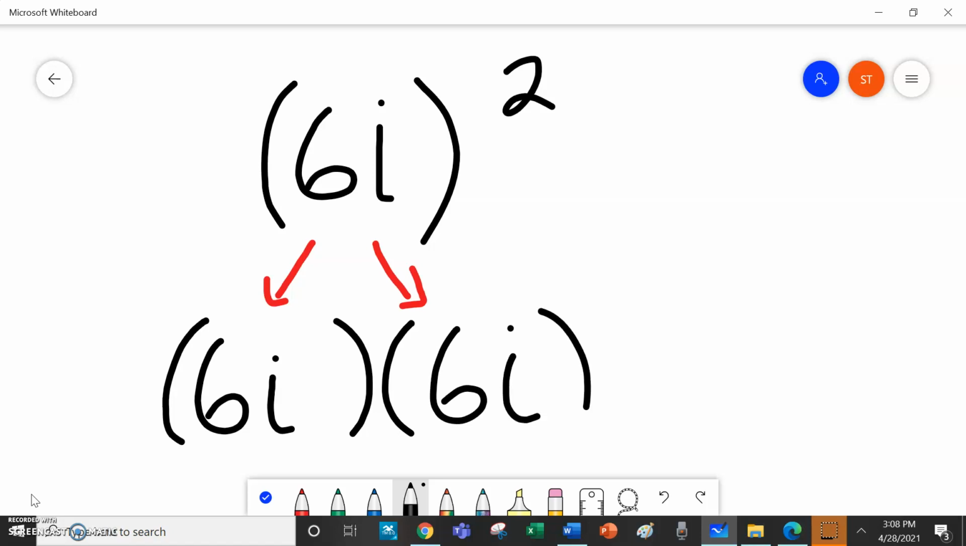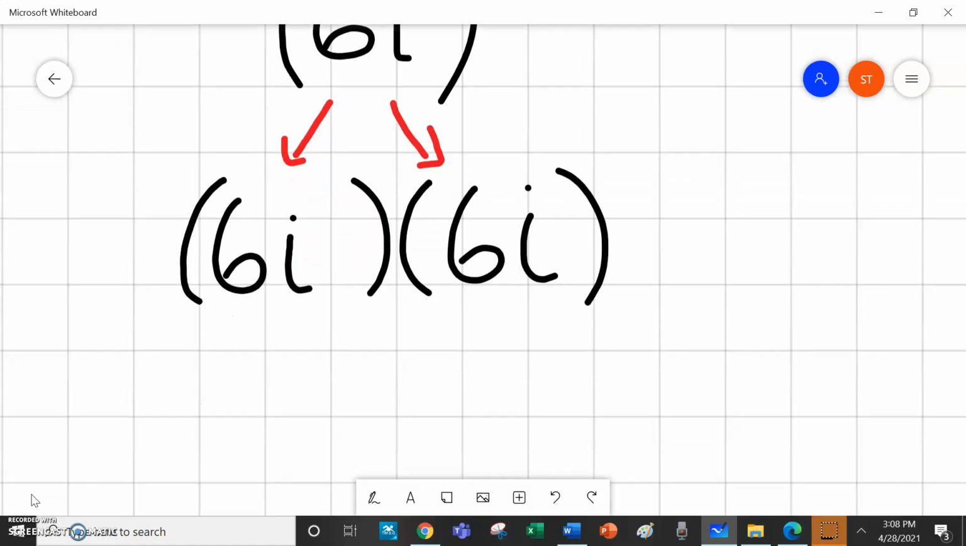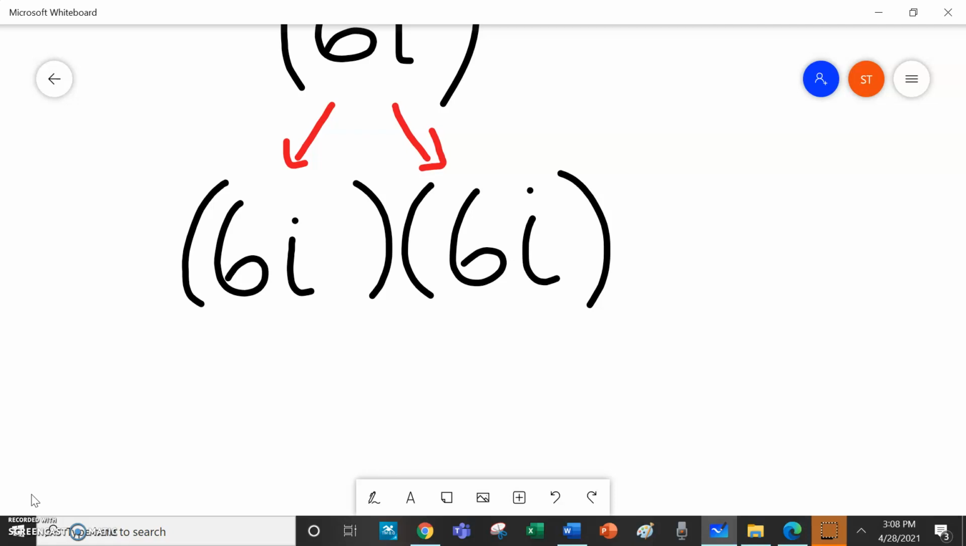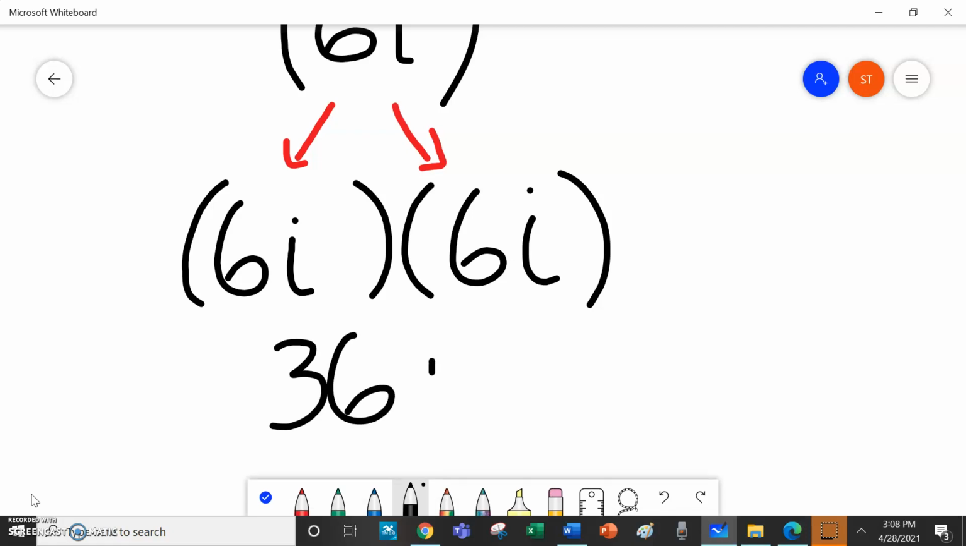And again, we can treat the i, in this case, like a variable until it gets raised to a power. So we are going to start by thinking, okay, 6 times 6, that's 36. i times i is i to the second power.